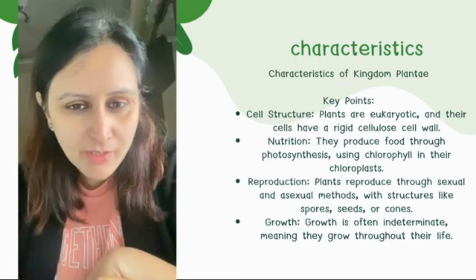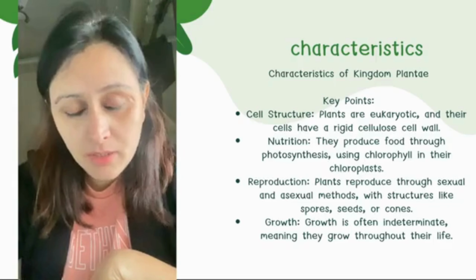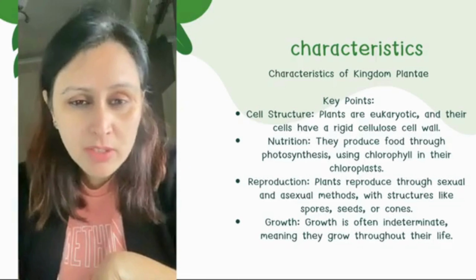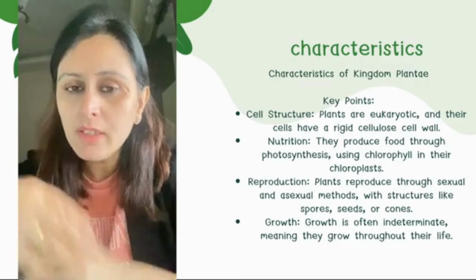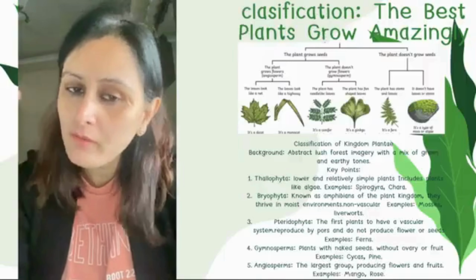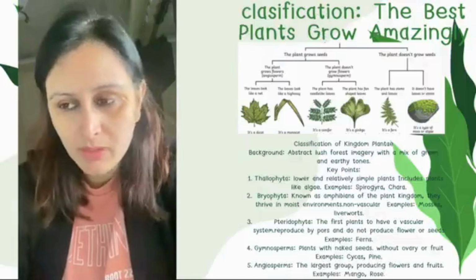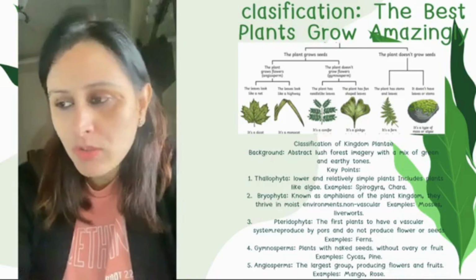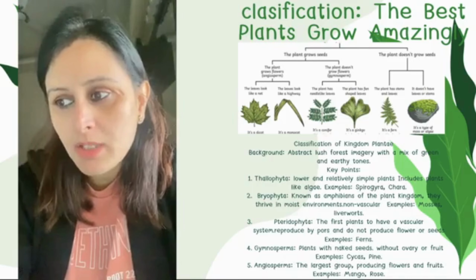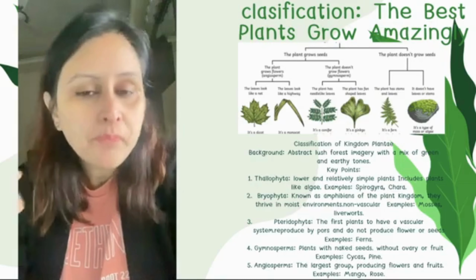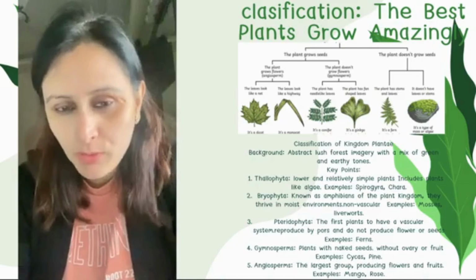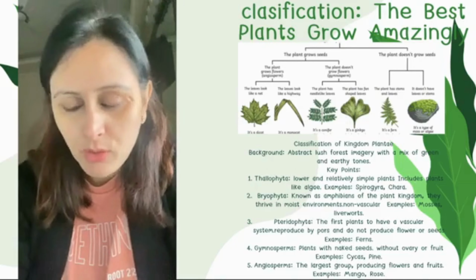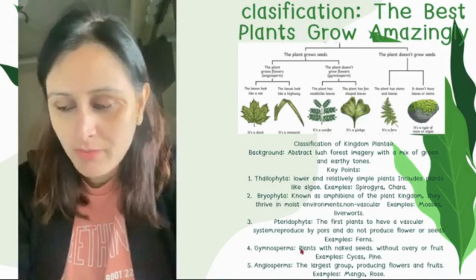Talking about the classification, what type of plants are here? As we have discussed in the previous chapter, as evolution happened, we have studied the classification. Now there is a sentence written over the top, "The best plants grow amazingly," right? Why is it written there? We will talk about it after we talk about the various classification.